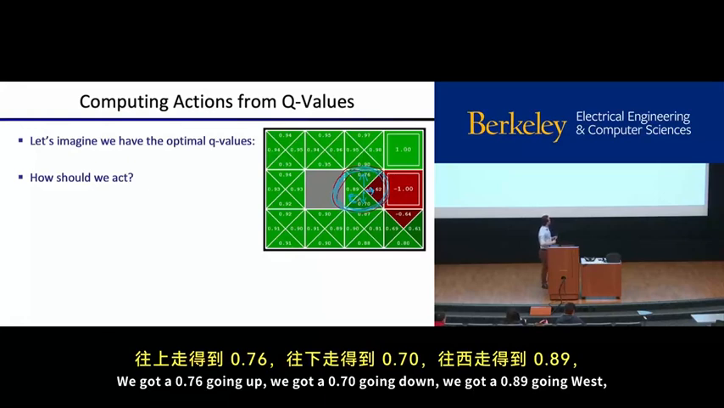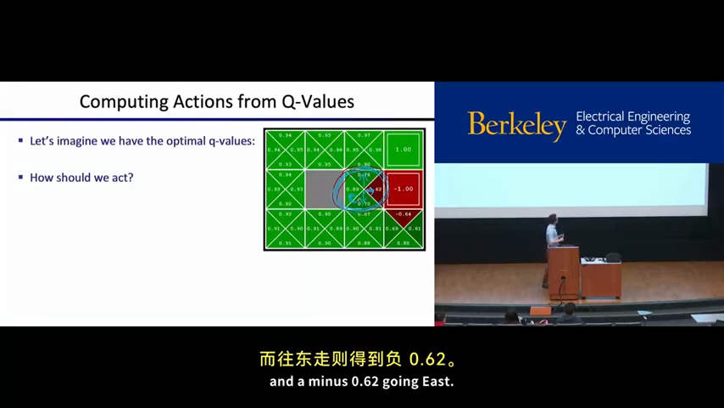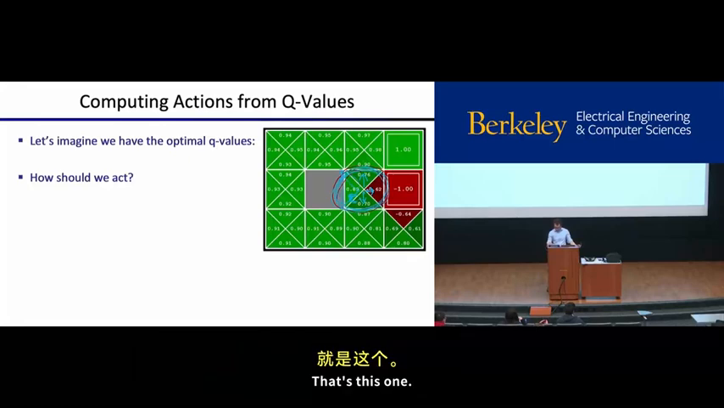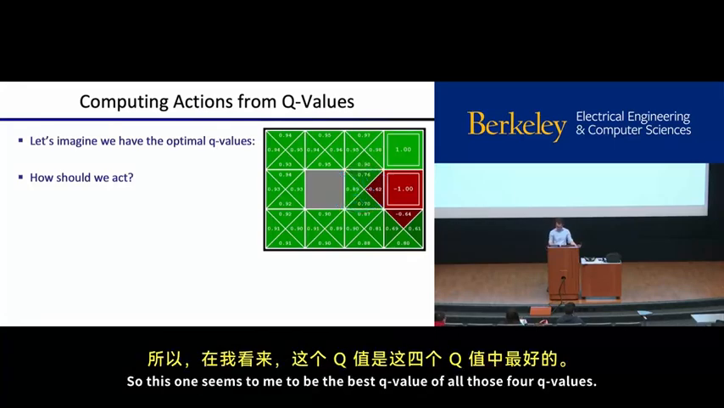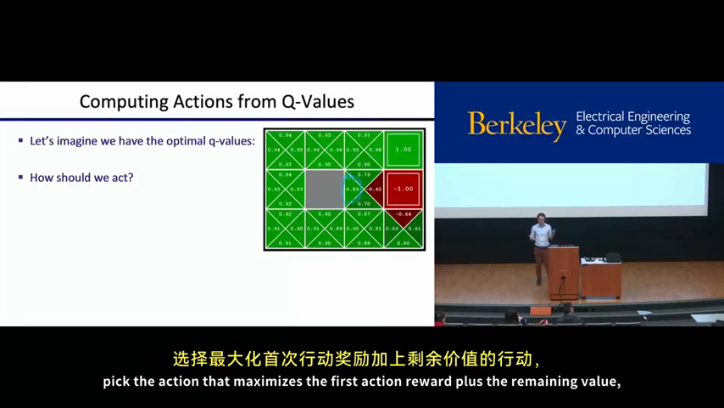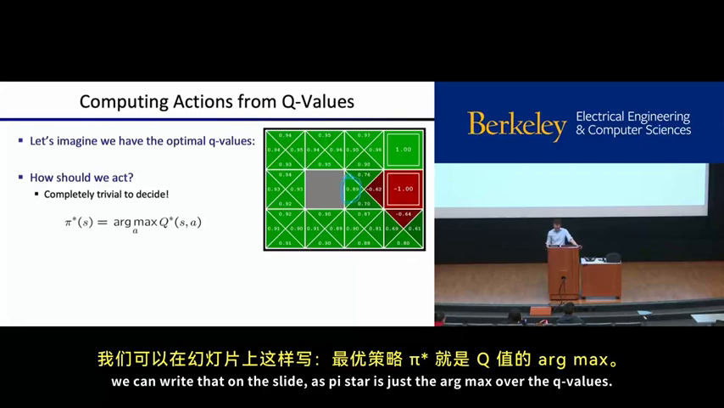We got a 0.76 going up, we got a 0.70 going down, we got a 0.89 going west, and a minus 0.62 going east. If this were me, I would pick going west. That's this one. This one seems to me to be the best q value of all those 4 q values. So if this is saying pick the action that maximizes the first action reward plus the remaining value, we can write that on the slide as pi star is just the argmax over the q values.